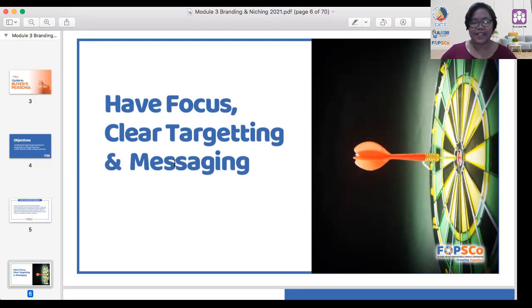So clear targeting and messaging, even on your social media postings. You even have to research where they are: are they on social media, or are they on more professional platforms like LinkedIn? And then find out what they could possibly look for. What kind of words? So by defining them, by identifying them and listing down their behavior, you know how to approach them, right? You know how to approach them.